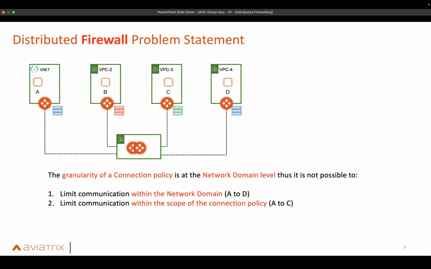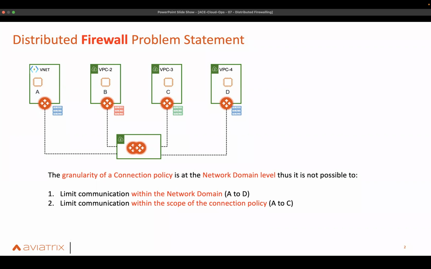So it is not possible to limit, for example, communication within the network domain. So the problem with network domains, though they are a great feature, and don't get me wrong, I'm not saying that distributed firewalling is a replacement of network domains. Network domains are great when you're looking at the macro, at the big picture. You want to separate prod from dev. That is definitely a network domain problem, a network segmentation problem.